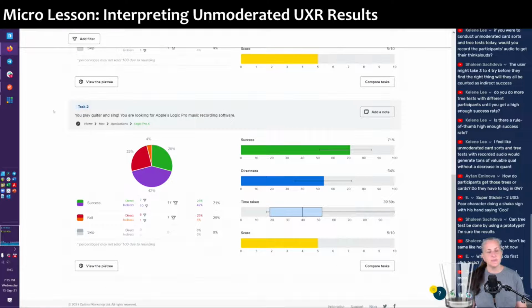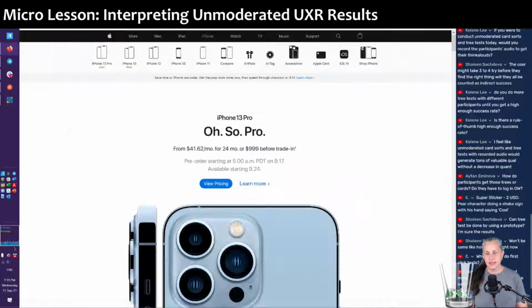Here's my second question. You play guitar and sing. You're looking for Logic Pro recording software. In this case, it's Mac Applications, Logic Pro X. This was a tricky one too because many people thought it would be under music. So let's look at that again.